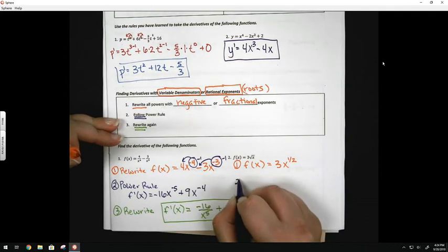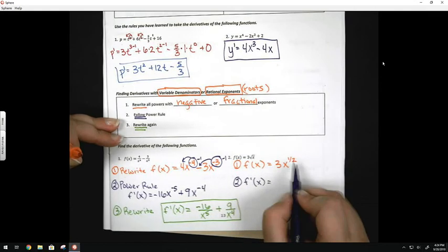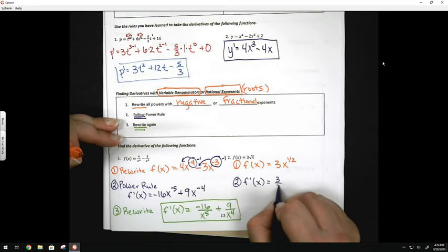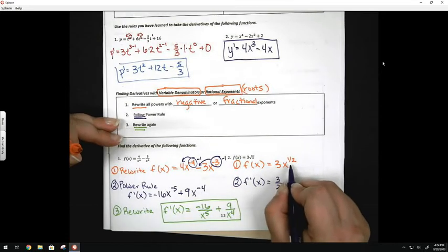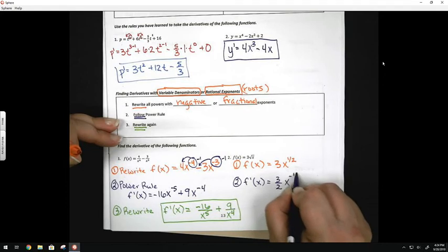So step 2 says we're going to do f prime of x. We're going to drop our exponent. So 3 times 1/2 is 3/2. And then we're going to subtract 1. So 1/2 minus 1, we know that that's going to be x to the negative 1/2.